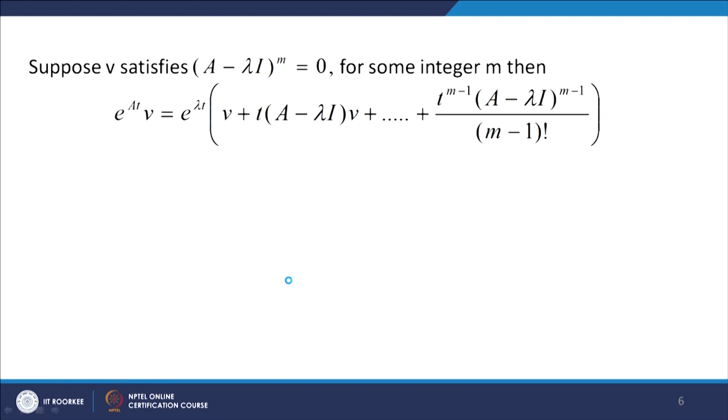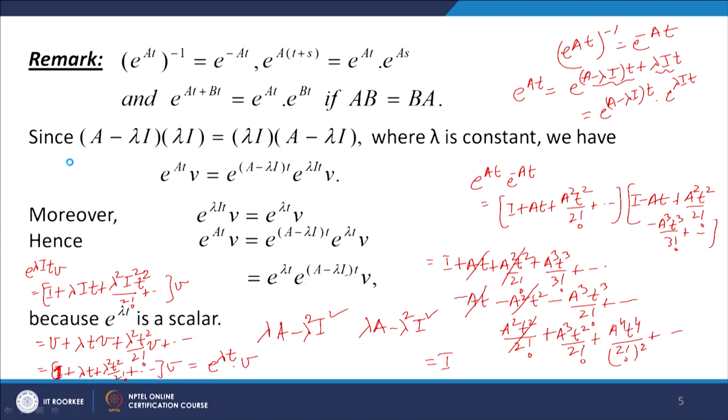Okay. Now, suppose (A minus lambda I) to the power m b equals 0 for some integer m. Then e to the power A t b is equal to e to the power lambda t into b plus t times (A minus lambda I) b plus and so on, up to t to the power m minus 1 (A minus lambda I) to the power m minus 1 b divided by m minus 1 factorial. This we can see from the previous equation. We have e to the power A t into b is equal to this.